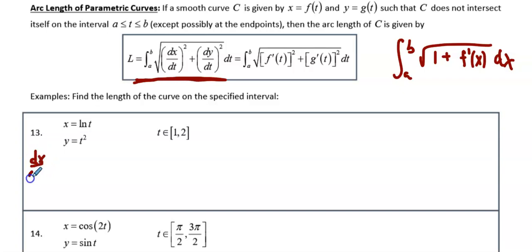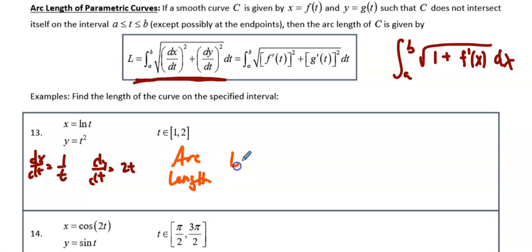So dx with respect to t is just going to be 1 over t. And again, it's with respect to t, so we don't have to do any implicit stuff here at all. And then dy with respect to t is just going to be 2t. So the arc length for this problem, and I'm going to call this L, is going to be equal to, well, we're given 1 to 2. And this is usually given to you.